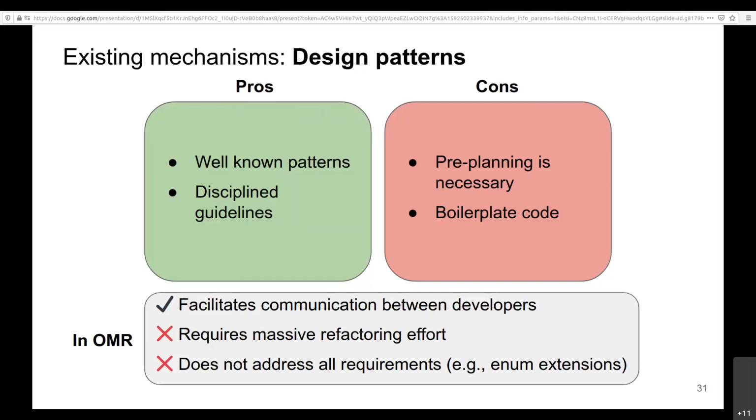However, OMR developers are not going to stop working on the features and instead turn into large-scale refactoring to some design pattern. Development has to continue, and refactoring a large code base into a certain pattern is merely infeasible due to time and resource constraints. And like the parameters, design patterns are not helpful in solving all the requirements, one of them being the Enum extensibility issue.